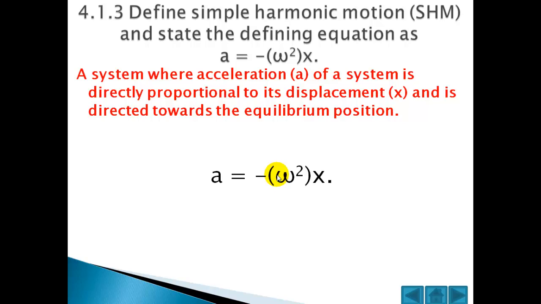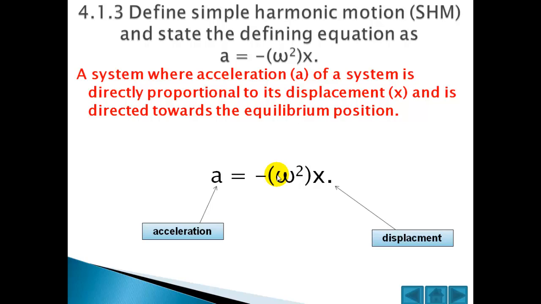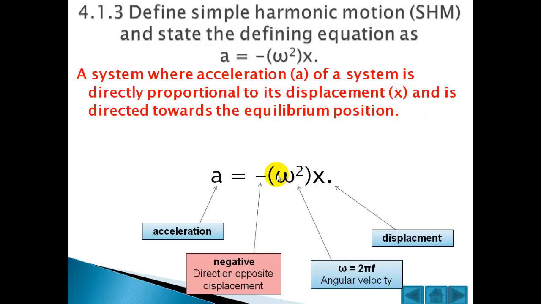a is the acceleration, x is that displacement, omega is 2 pi f, which is the angular speed or the angular velocity. And one important factor here is the negative sign. This tells you that the direction of the acceleration is always in the opposite direction of the displacement. If the swing is displaced to the right, the acceleration will be to the left. The restoring force will be to the left, always in the opposite direction to the displacement. So that's why it's negative.